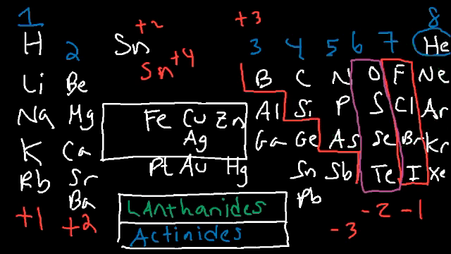Now, along the red line, we have something called metalloids. Metalloids are in between metals and nonmetals. They're not pure insulators like nonmetals, and they're not as good as metals in terms of electrical conductivity. Metals conduct electricity very, very well. Nonmetals do not conduct electricity at all. Metalloids conduct a small amount of electricity.